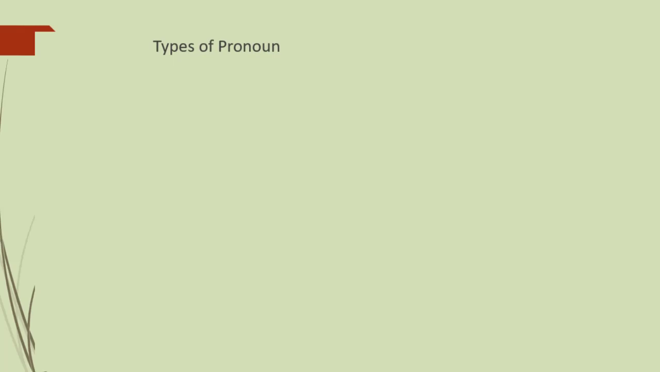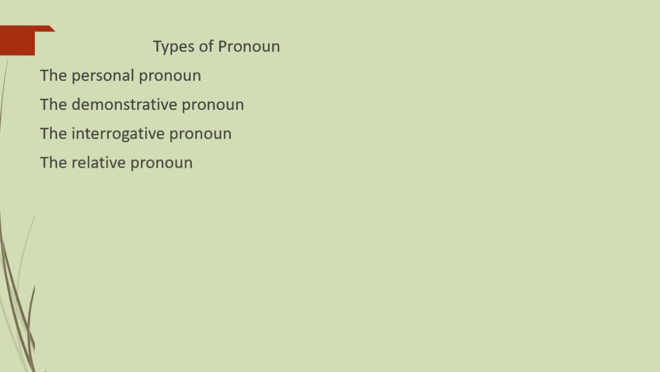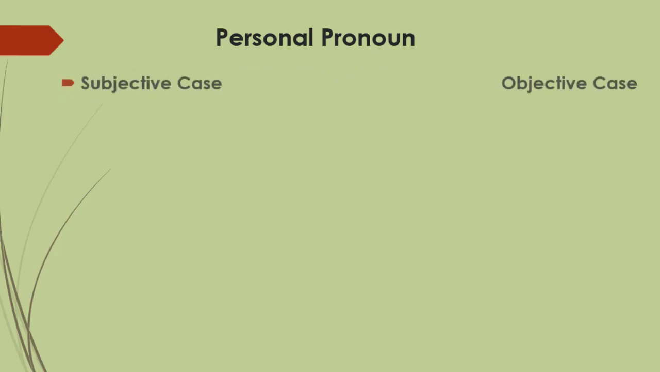There are different types of pronoun. There is personal pronoun, demonstrative pronoun, interrogative pronoun, and the relative pronoun, and the indefinite pronoun, and reflexive pronoun. Let's start with the personal pronoun. Personal pronoun has subjective and objective case.